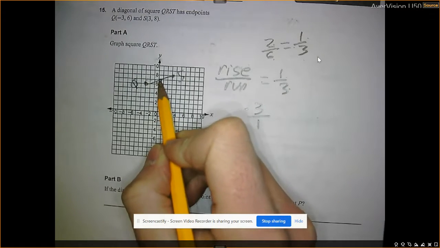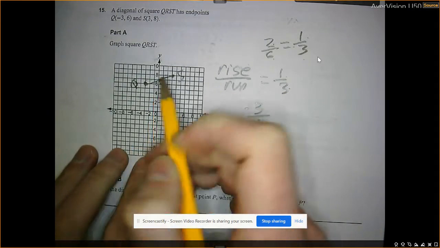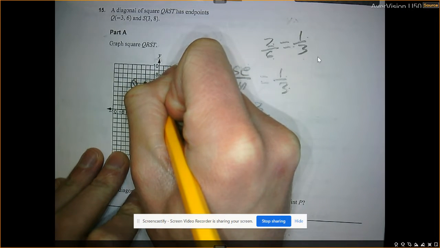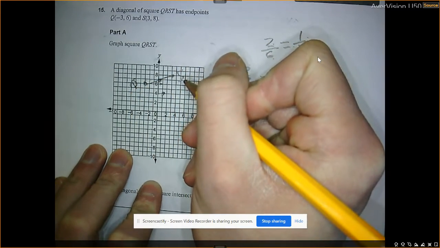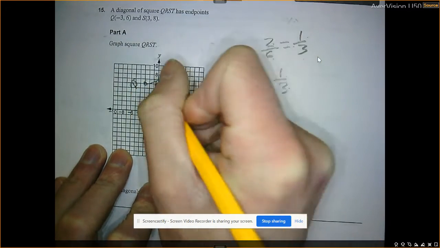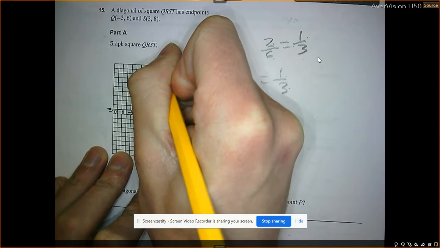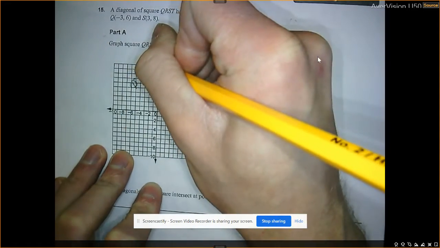And since I know it's going to go through this point because diagonals bisect each other, from here I can just go down 1, 2, 3 over 1. Okay, there's one of the endpoints of my other diagonal, and then here I go up 1, 2, 3, and then left 1. There's my other endpoint of my diagonal.